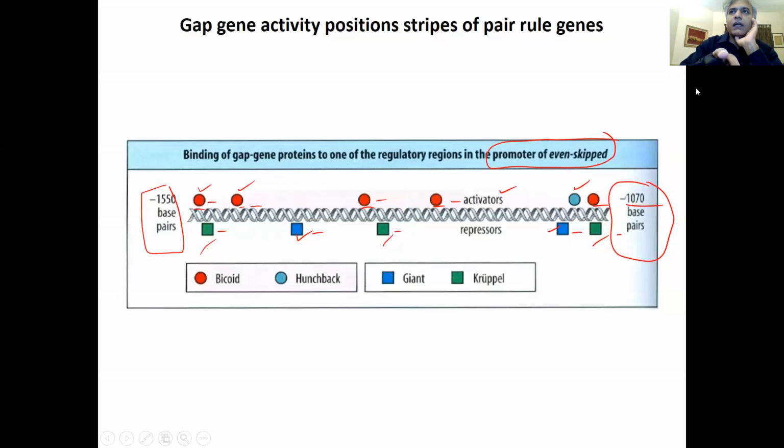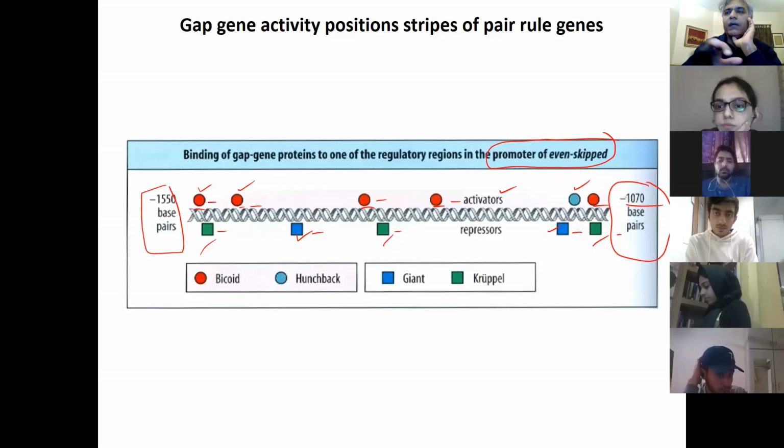Now, before I move on, I would like to ask a question. Shajil, one by one answer these questions. Shajil, what do you understand by what I just pointed out, minus 1070 to minus 1550 base pairs? What do you understand there? Shajil.